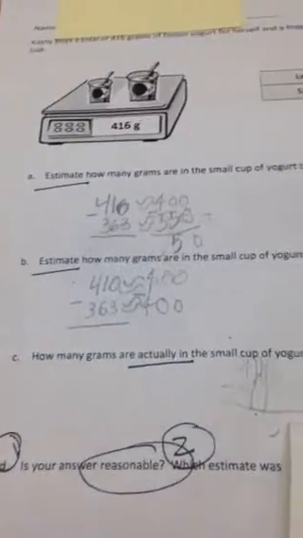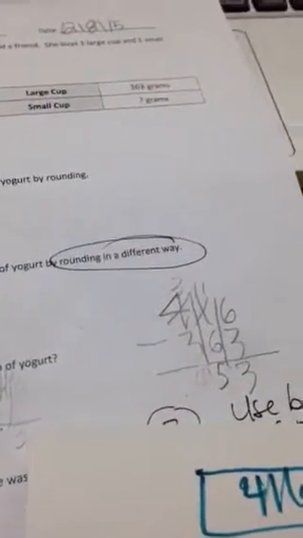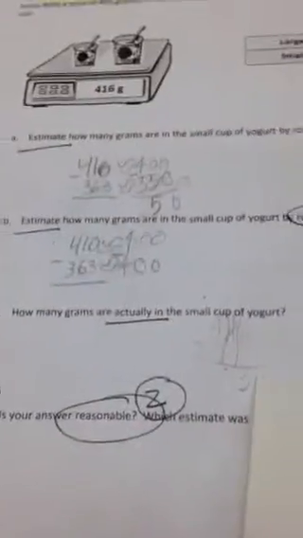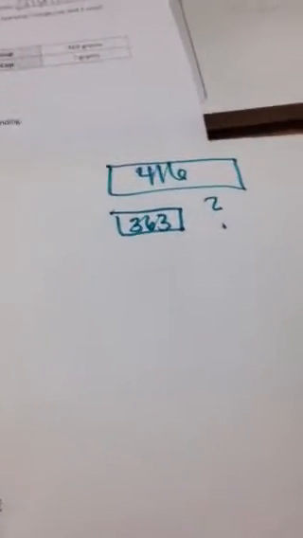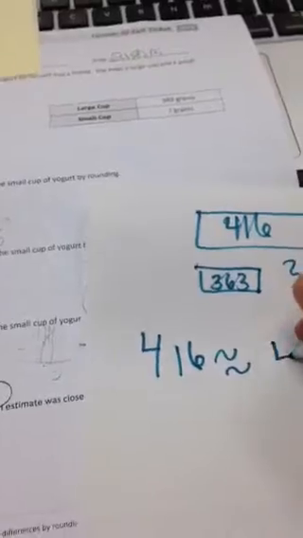So let's look at B. Estimate how many grams are in the small cup of yogurt by rounding in a different way. Okay, so you can choose to round to the nearest 100, or you can choose to round to the nearest 50. Let's just say you chose to round to the nearest 100. You would round the minuend and the subtrahend first. So let's say 416 rounded to the nearest 100 this time would be 400.